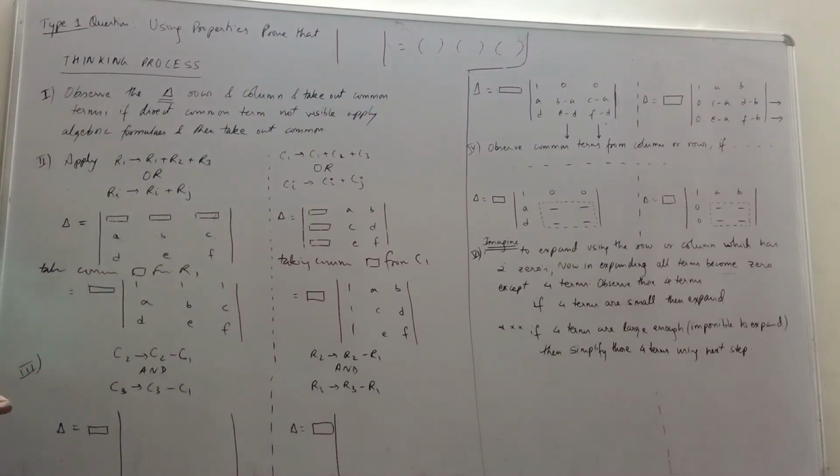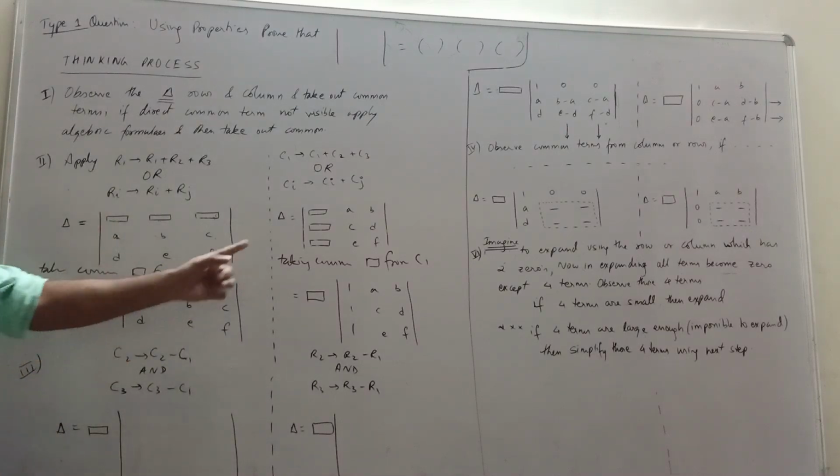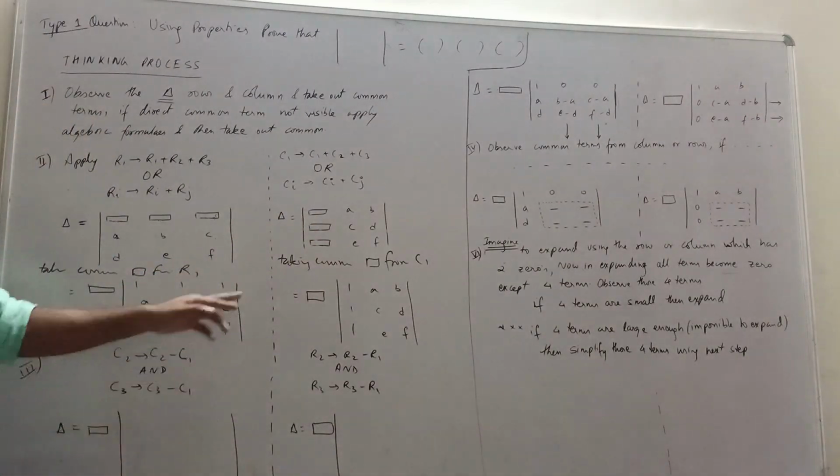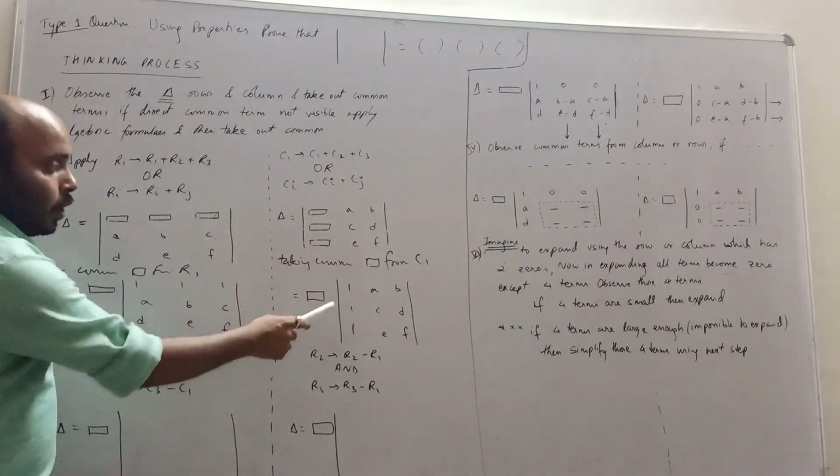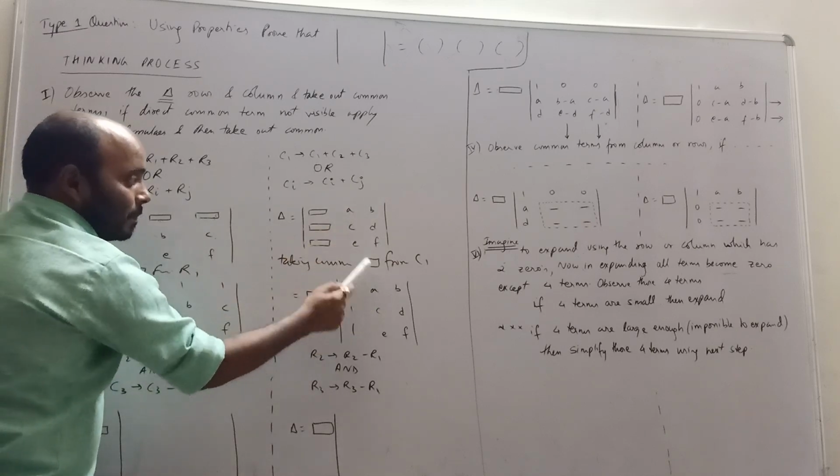Now please, for God's sake, baksa is not literally baksa, it can be any term like ABC. So we are taking common ABC. Okay, now you will get 1, 1, 1 here, and everything else will remain the same.